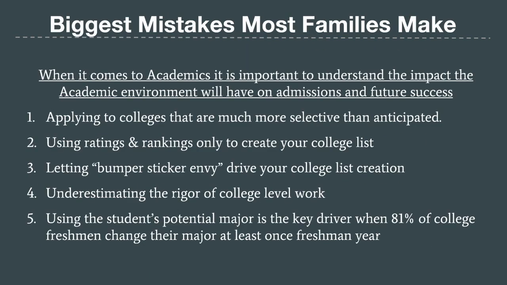Now, over the years, we've seen many, many different types of mistakes being made, but these are the top 5 mistakes that we have seen parents and families and students make that we'd like to address and try to help you avoid. Number 1, applying to colleges that are much more selective than anticipated.